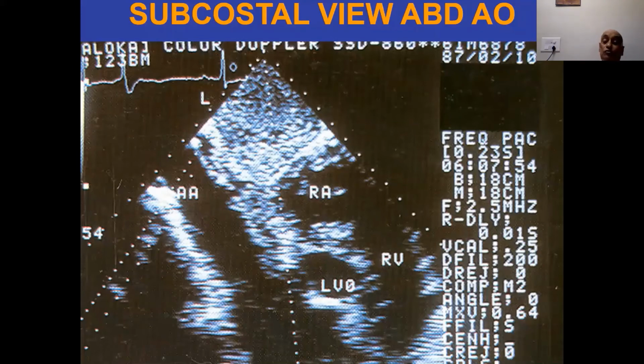And if you want, you can also see the branches. You know that the first branch is the celiac axis, the second branch is the superior mesenteric artery. And of course, if you are interested in the Dopplers of the renal arteries, you can also get that. But what I'm saying is that as a routine, the abdominal aorta should always be imaged. Even if you are not asked to do it, you should always image the abdominal aorta when you're doing a routine echocardiographic view from the subcostal position.